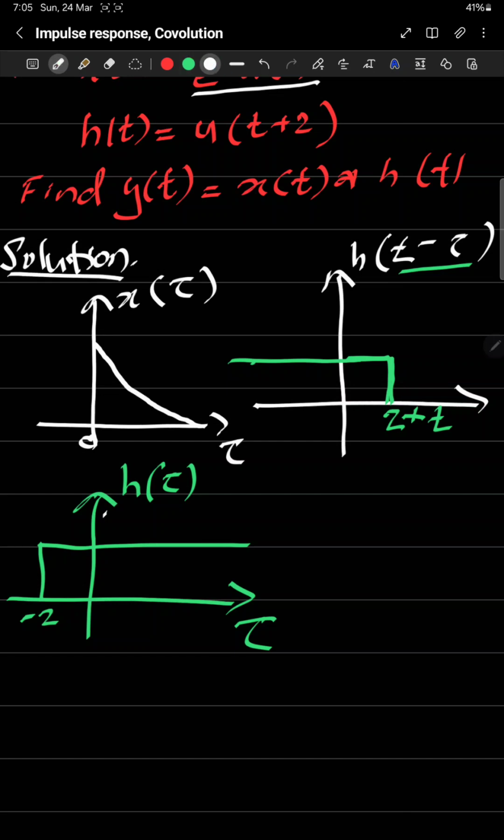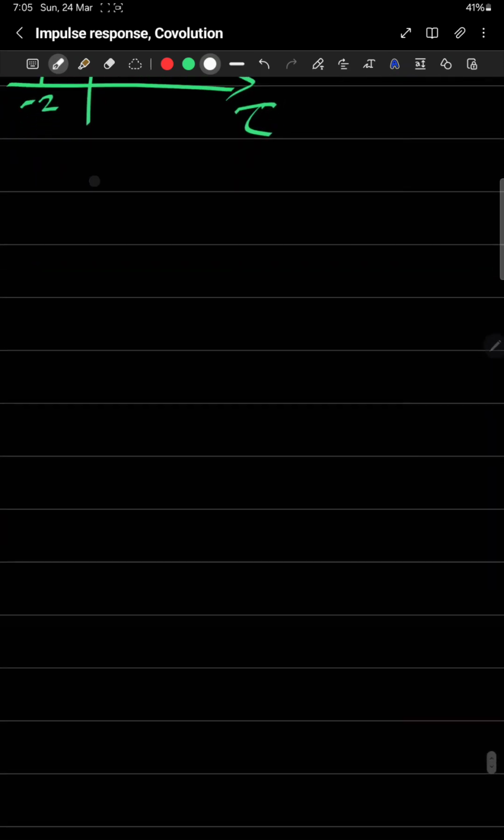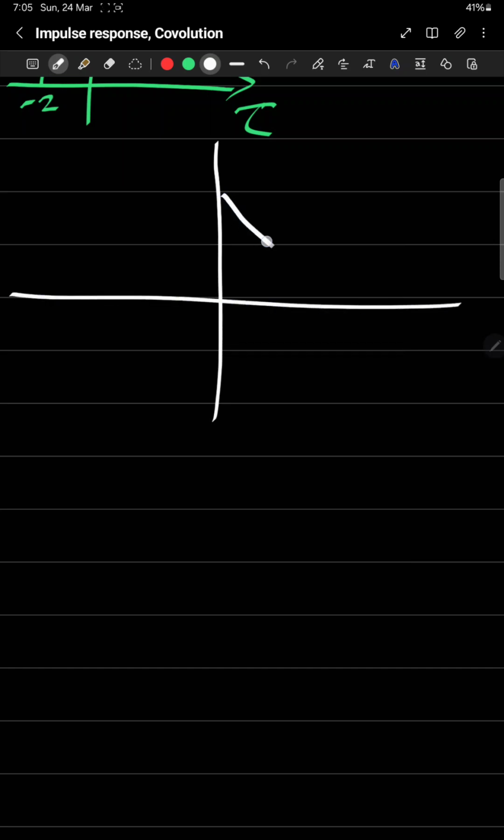Now let me mark it in white color itself. So these are the graphs that I need. I need to multiply these white colored graphs. In order to perform this multiplication, the result will definitely depend on the value of t. Depending on the position of t, it will change. So consider a case like this. Let me mark your x of tau. This is your x of tau.